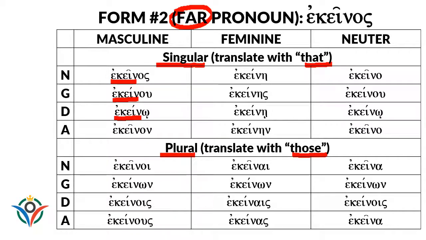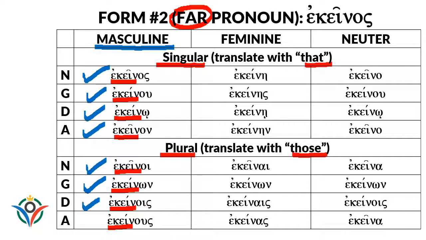Let me just underline those for you in the masculine genders. All right, so ekain is the consistent stem in all the genders actually, and the endings are the same as hutos. All right, so just quickly go through these together. The masculine gender first. The singular forms, we have ekainos, ekainu, ekaino, ekainon, and the plural forms ekainoi, ekainon, ekainois, and ekainus. Let's go through the feminine genders together.